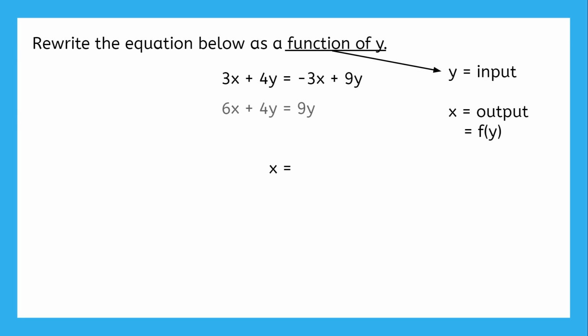So let's add 3x to move the output to the left side, subtract 4y to move the input to the right side, and then isolate the output by dividing by 6. Now that we've got the output set equal to an expression of the input, we can transform the left side from x to function of y.